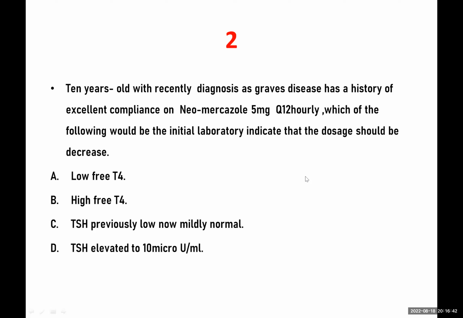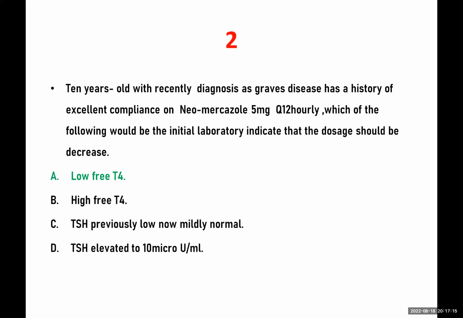Excellent, excellent. Some of you picked the right answer. Whenever you have a child on neomercazole having Graves disease, usually we start them on a higher dose, and then we keep following the thyroid function. Initially the T4 is high and the TSH is low. So whenever the T4 comes back to the normal level, you start titrating the dose. So the answer for this patient is low free T4, because high free T4 will not reduce the dose.